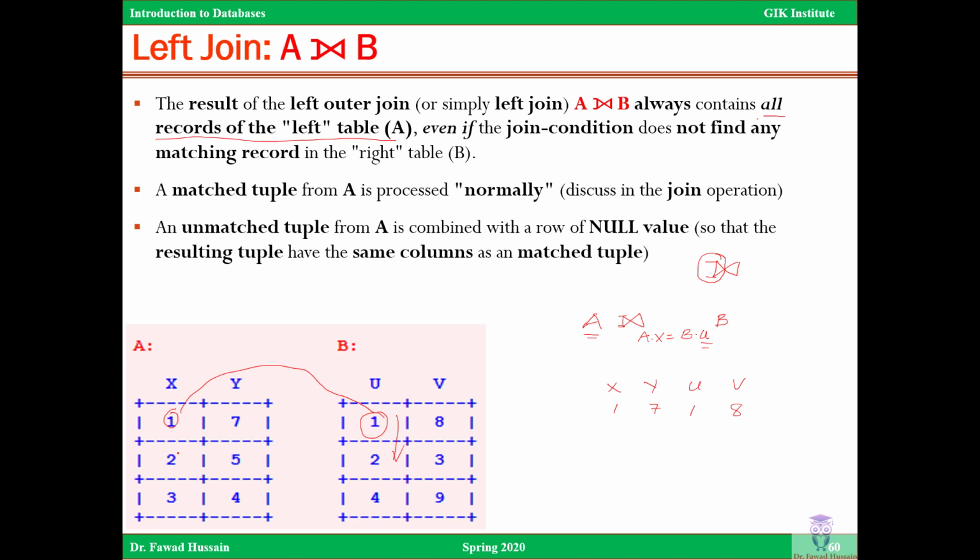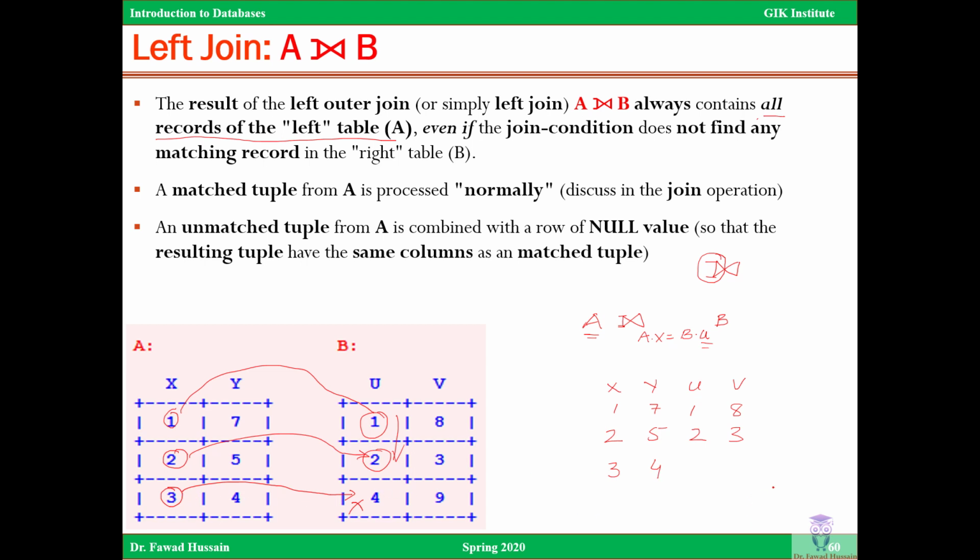I move on to the next row, 2. Again, I check 2 exists. Yes. So 2, 5, 2, 3. I move on to the next row, 3. Does 3 exist here? And the answer is no, it doesn't exist. However, if you recall, we said all records on the left table are included, even if they do not find any matching record. So all the rows in this table are going to be included. So from the left table, I'm going to include 3 and 4.